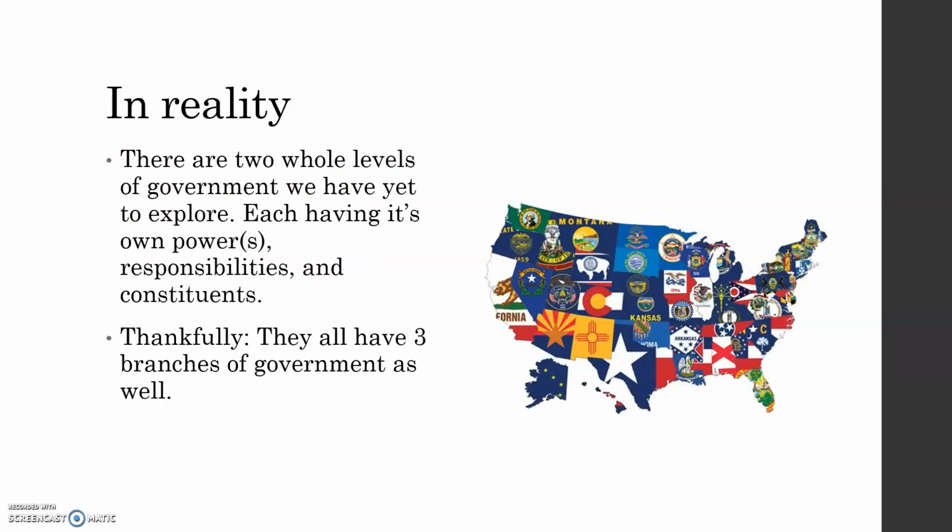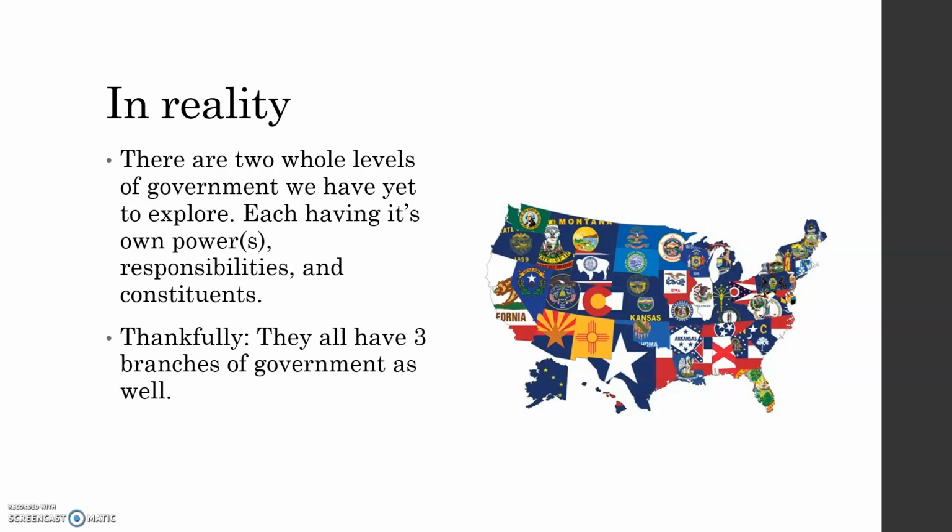Because in reality, guys, there's two whole levels of government that we have yet to explore. We just spent months going through the first level, national. We did legislative, executive, and judicial branch. And now we're looking at two more levels. Instead of several months, though, we're going to spend this week and a little bit of next week. And thankfully, all these levels, state and local, also have three branches of government.